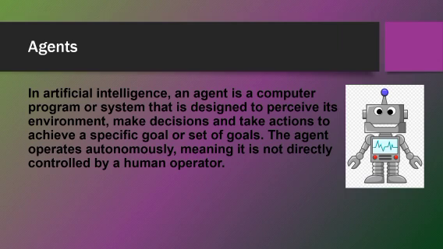Now we are going to see about the agents in AI. In artificial intelligence, an agent is a computer program or system that is designed to perceive its environment, make decisions and take actions to achieve a specific goal or set of goals. The agent operates autonomously, meaning it is not directly controlled by a human operator.